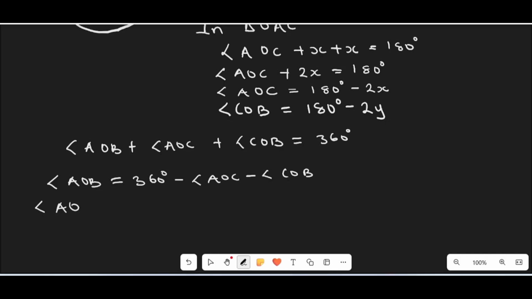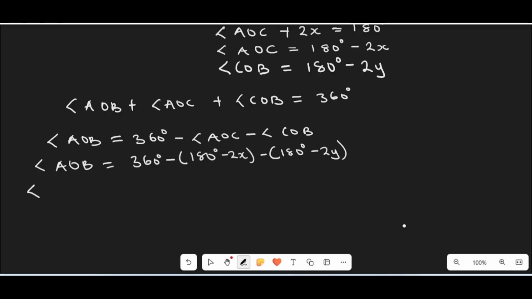Angle AOB equals 360 degrees minus, let us substitute the values of angle AOC and angle COB into this equation. So we have 360 degrees minus bracket 180 degrees minus 2x, minus bracket 180 degrees minus 2y. If we clear this bracket, minus 180 degrees, minus multiplied by minus gives positive, plus 2x. Also, if you clear this bracket, we have minus 180 degrees plus 2y.